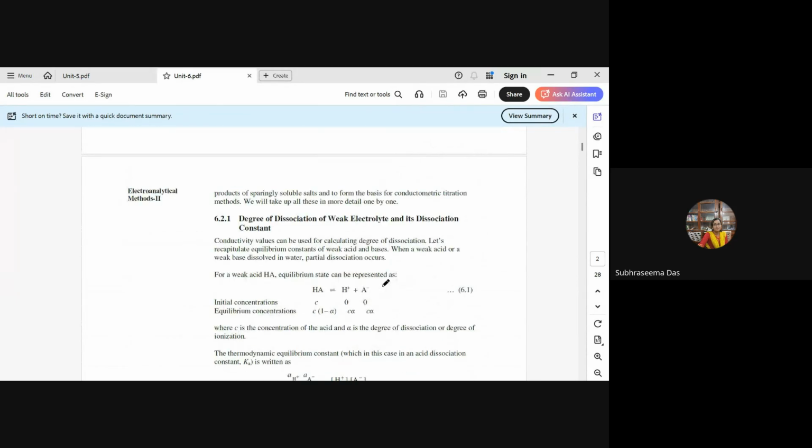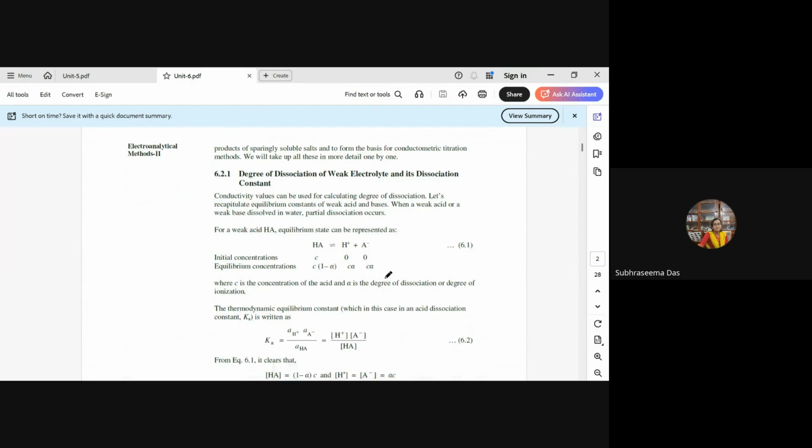Before that, we'll understand what we mean by the degree of dissociation of weak electrolytes and the dissociation constant. So we know if we take a weak acid HA, it will dissociate to form H plus and A minus. If the initial concentration is C, then at equilibrium the concentration of HA is given as C into (1 minus alpha), and H plus and A minus are each C alpha. So alpha here is the degree of dissociation.